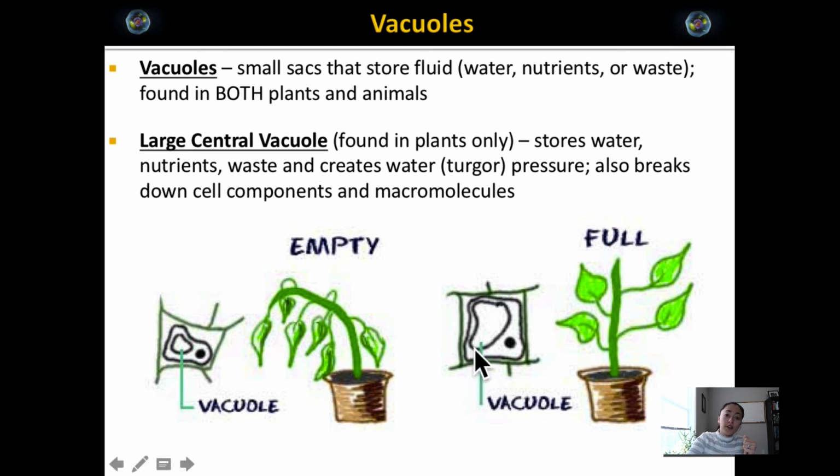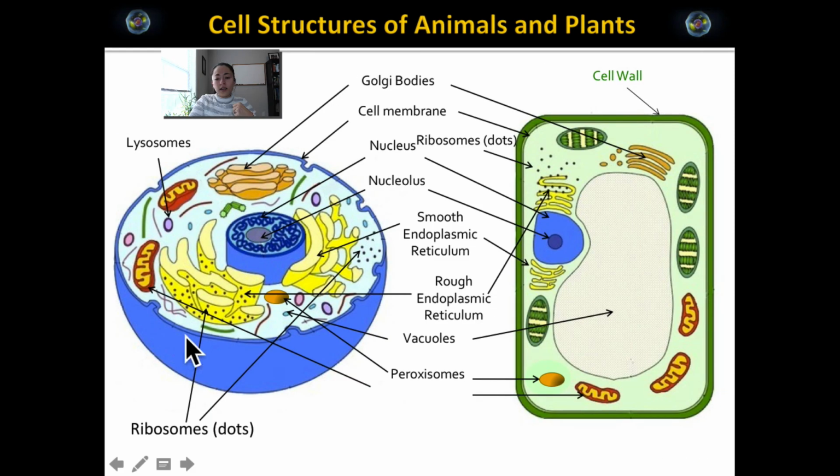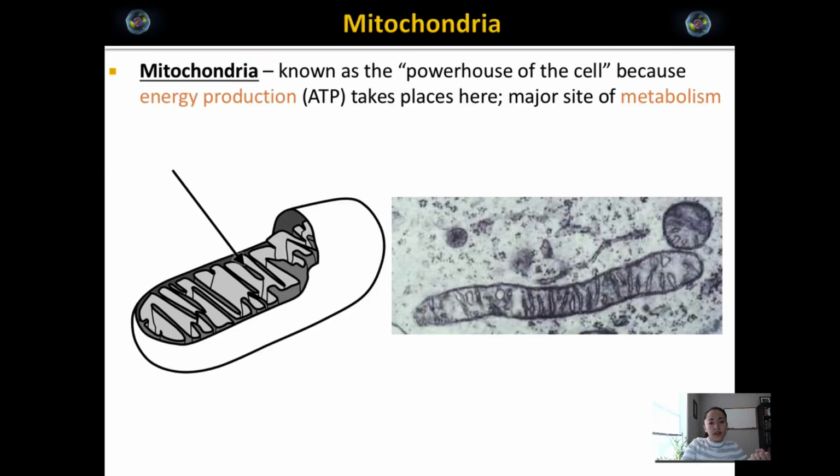If you forget to water your plants, the reason they start to wilt is because the vacuoles are becoming empty. Next, let's talk about some organelles that create energy within cells. First, what we see in both animals and plants here, they look like little kidney beans. These are called the mitochondria.